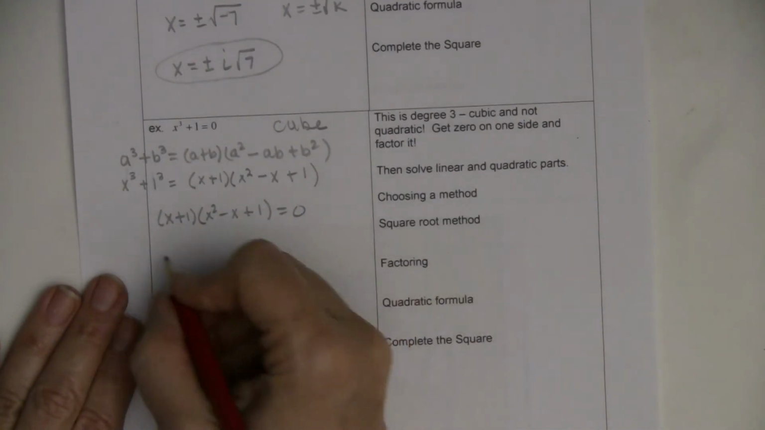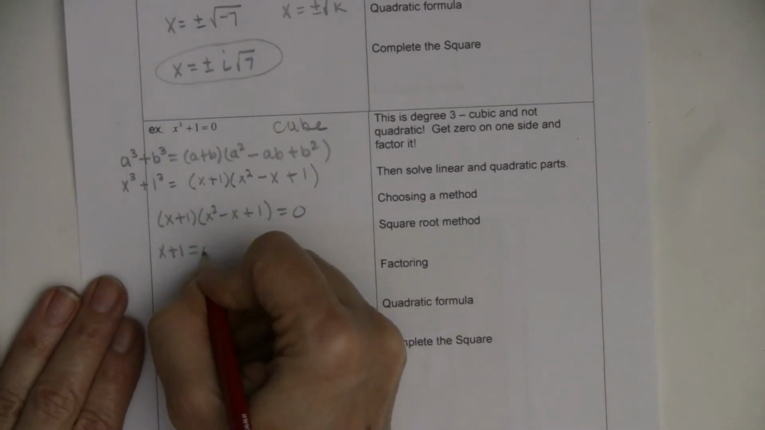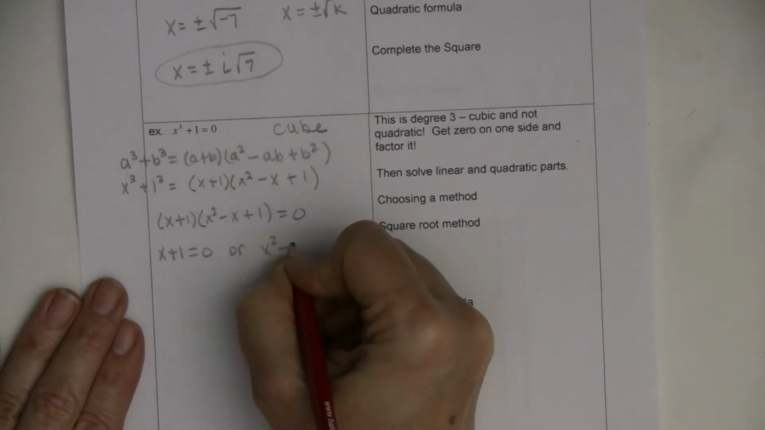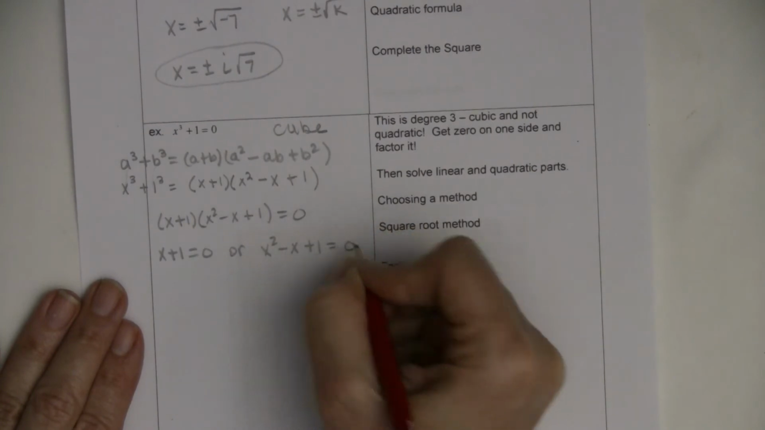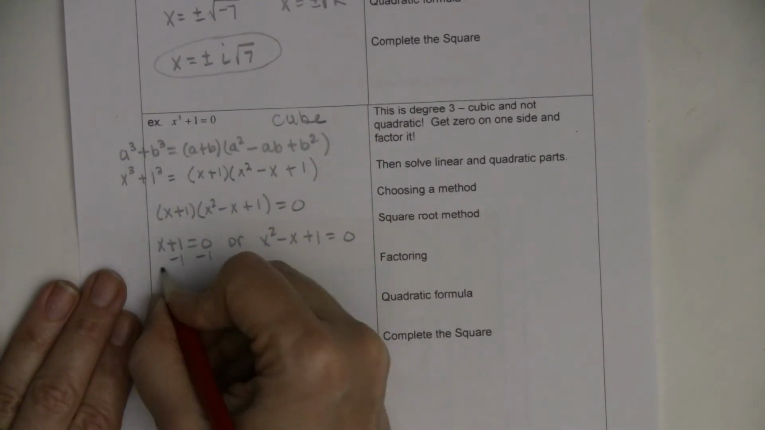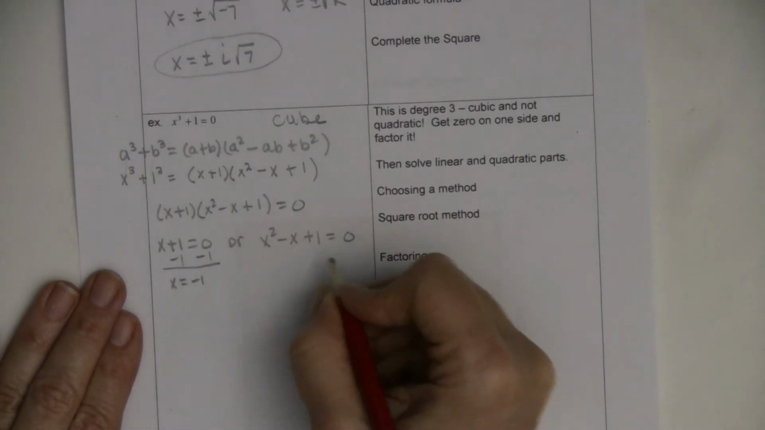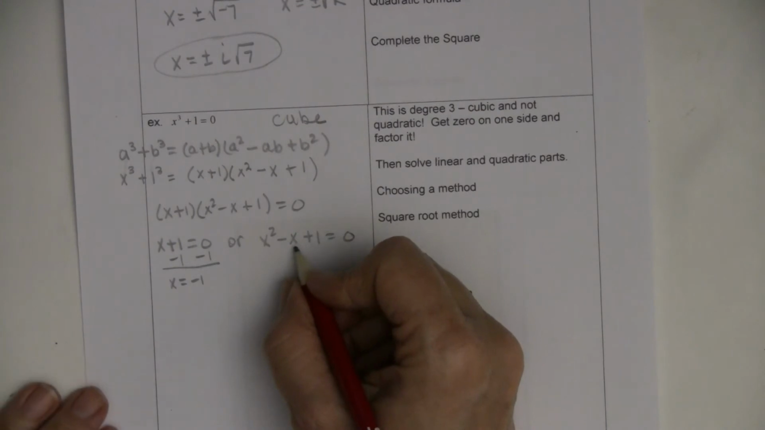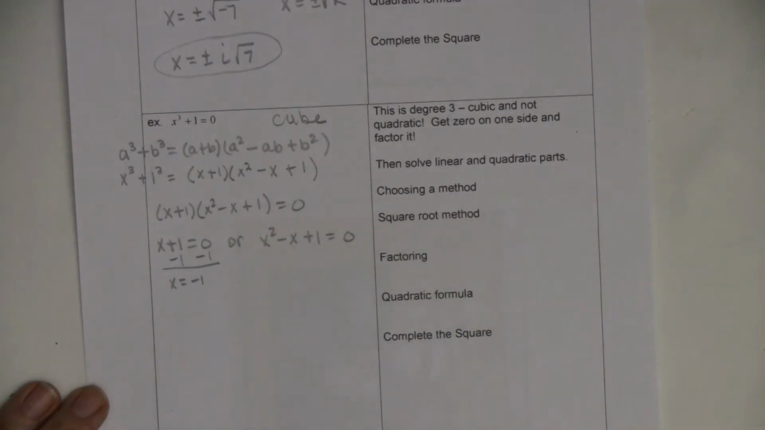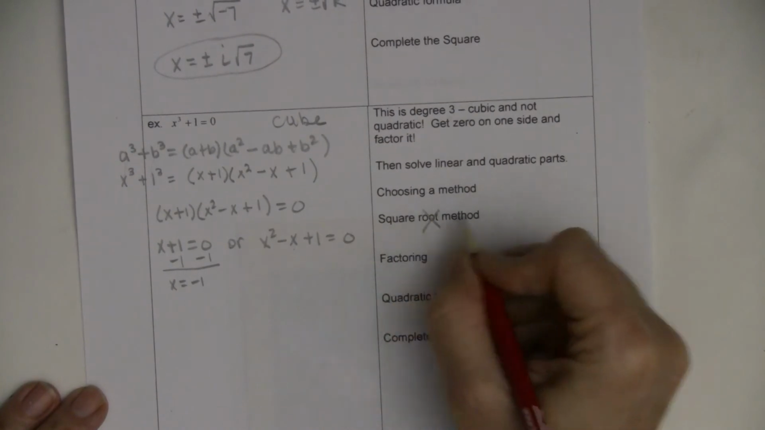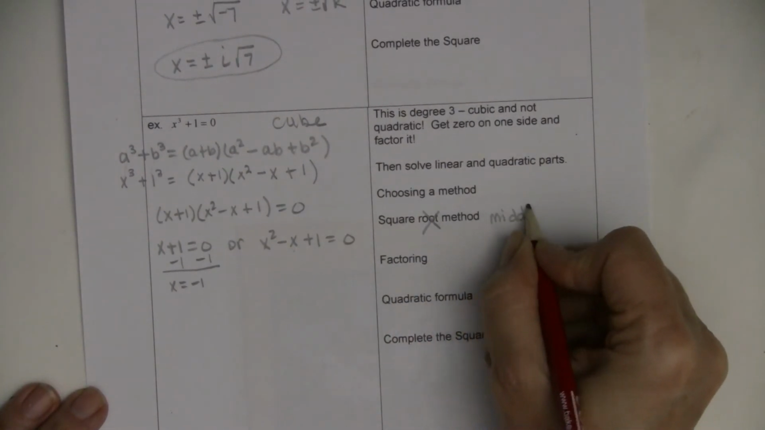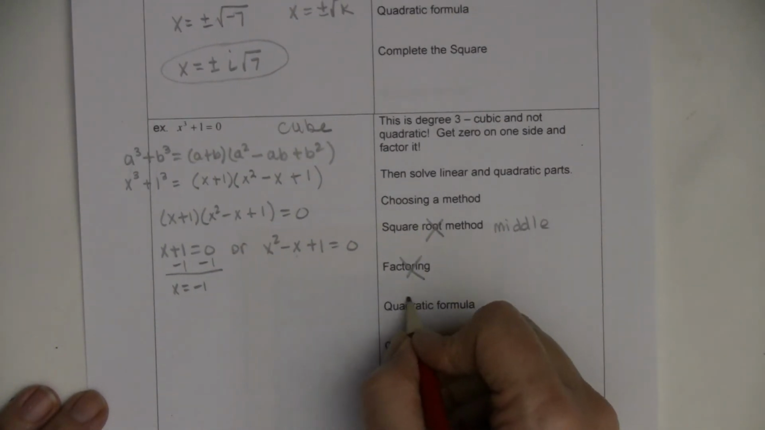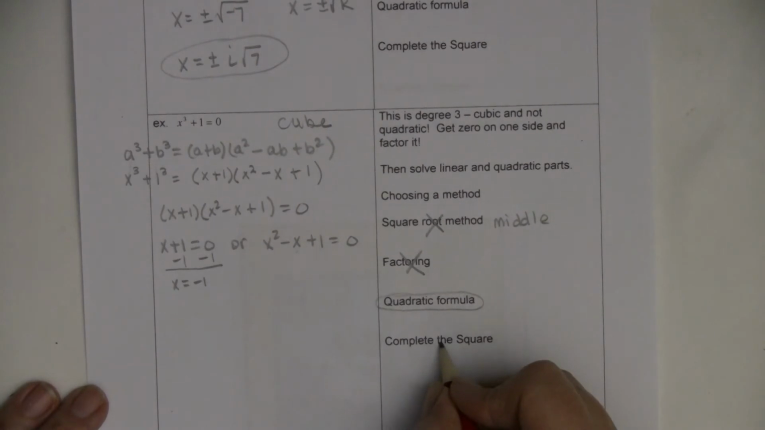So when I go to solve this, this would be x plus 1 equals 0, or, and then x squared minus x plus 1 equals 0. Remember that won't factor, because it came from the cube formula. And so I can solve this, it's linear. And I can solve this, it's quadratic, right? I can't factor it to solve it, and I can't use the square root method to solve it because I have the middle term, the minus x. It doesn't factor, so I can't use the factoring method. And so I can use either the quadratic formula or completing the square.